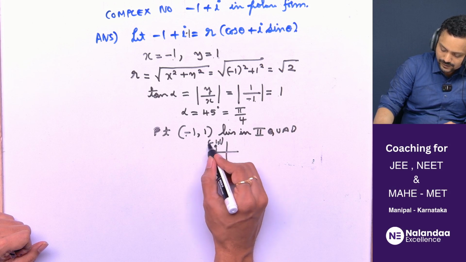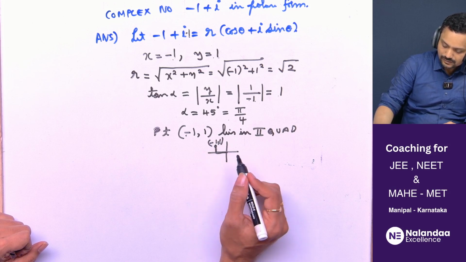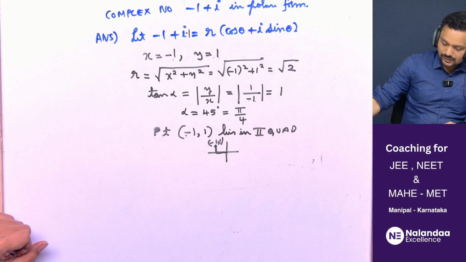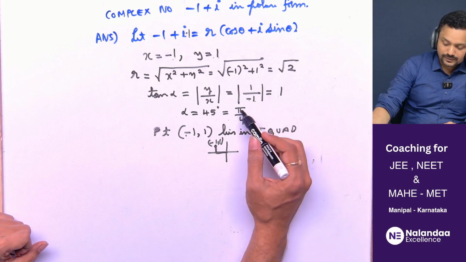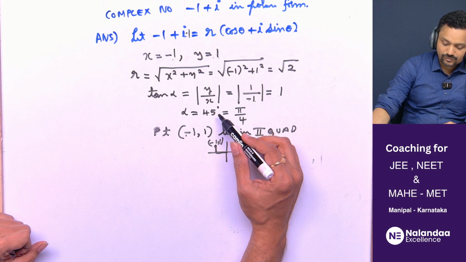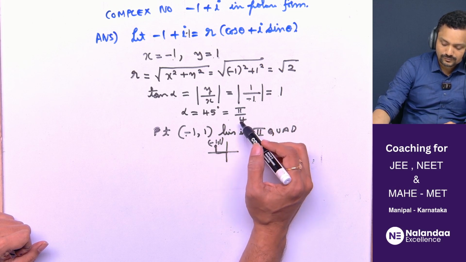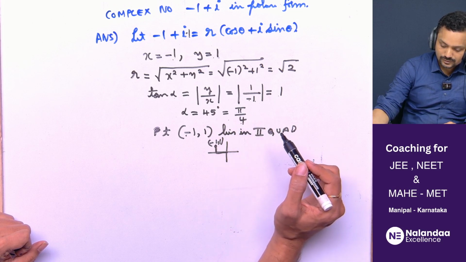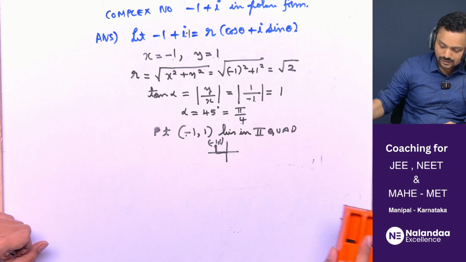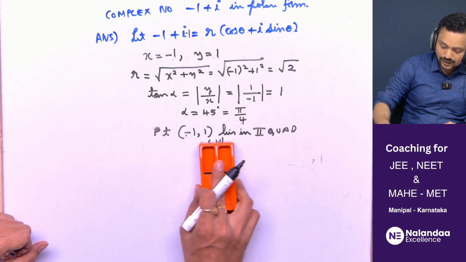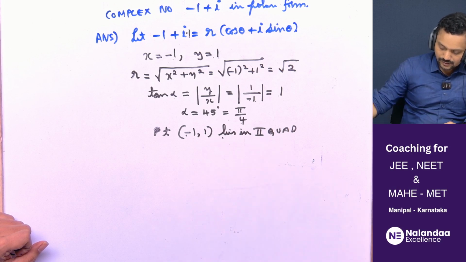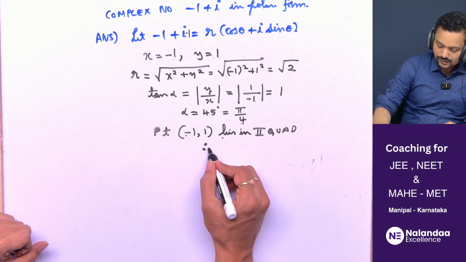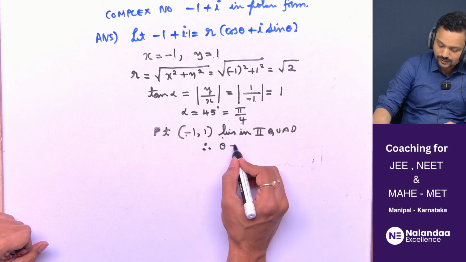Sir, can we take pi as 180 degrees? Yes, if you take pi as 180, you will get the same thing. Not for this, I'm saying for the further step. As it's in the second quadrant, it's pi minus alpha. Can I take it as 180 degrees? You can take it, nothing wrong in that.